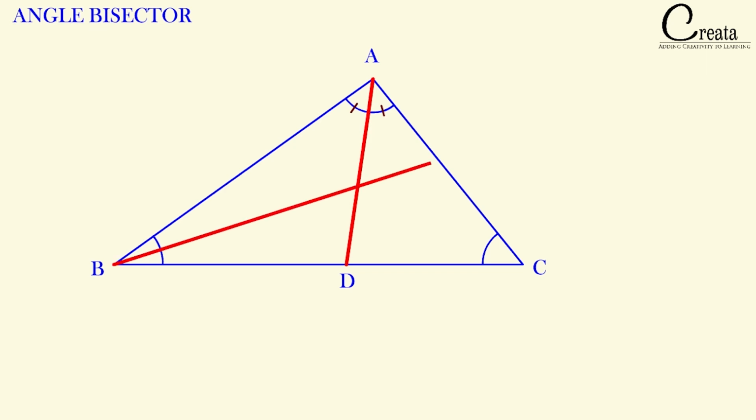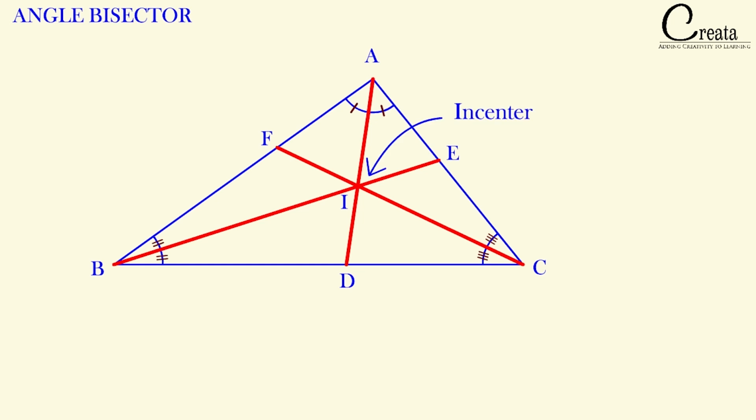BE is the angle bisector of angle B. BE is dividing the angle B into two equal portions. Similarly, CF is the angle bisector of angle C. So a triangle can have 3 angle bisectors, AD, BE and CF. These angle bisectors have a special property: these 3 angle bisectors intersect at a common point. Here, for this figure, the intersection point of the 3 angle bisectors is I.